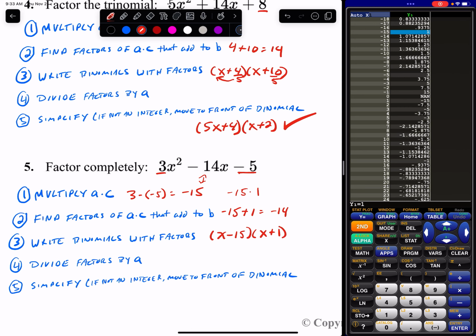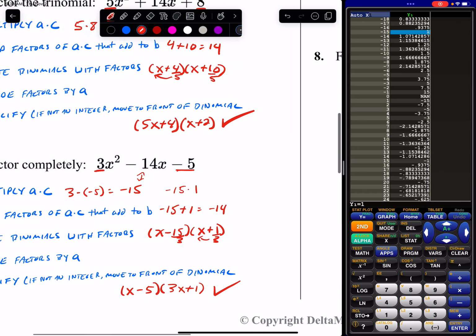Okay, so these factors are going to be divided by the a value. Again, the a value is 3 here. I probably should have chosen a little bit more examples without 3. But we see that x minus 15 divided by 3, that becomes x minus 5. And then the 3 does not yield an integer, so we're going to move it to the front and write 3x plus 1. Check, and we are sound, ready to go. Okay, so as they get a little bit more challenging, you have to watch out for the signs. Be careful with the positives and negatives.